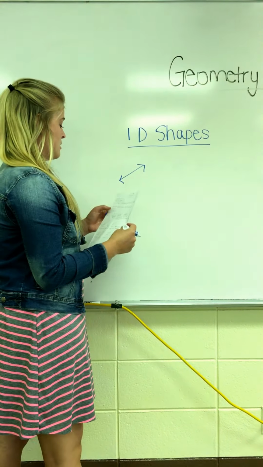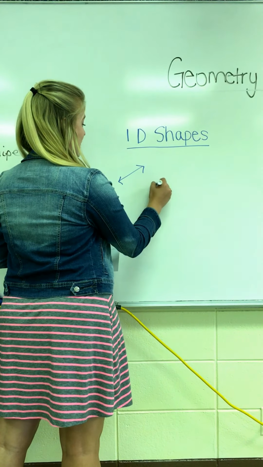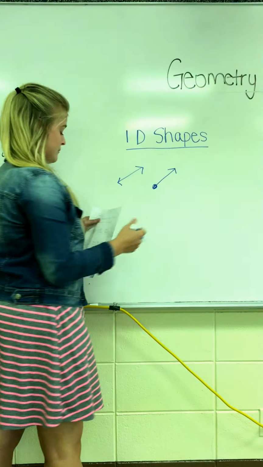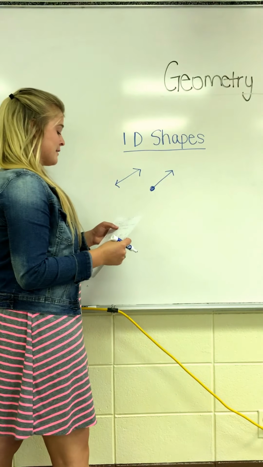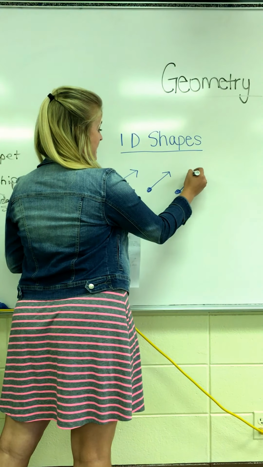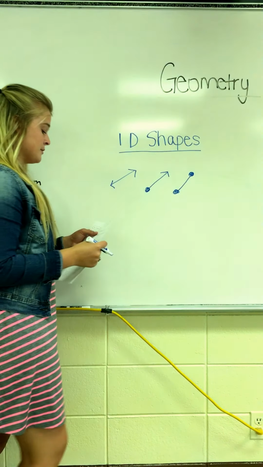Your next one is a ray. A ray has a beginning point but does not have an end point. Next is your line segment. Your line segment has both a beginning and an end point.